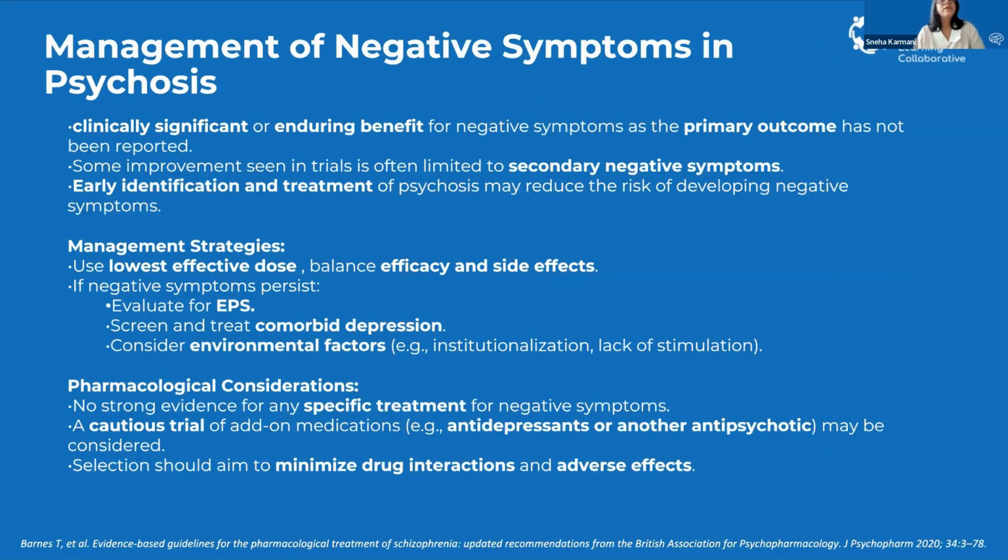Talking about negative symptoms, these are symptoms that are often refractory to treatment. So we haven't found clinically significant or enduring benefit for negative symptoms as a primary outcome in research. Some improvement in trials is often limited to secondary negative symptoms. Let's say somebody has negative symptoms secondary to the positive symptoms or secondary to the medication. Early identification and treatment of psychosis may reduce the risk of developing negative symptoms.